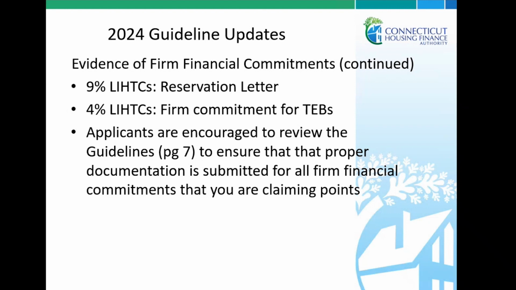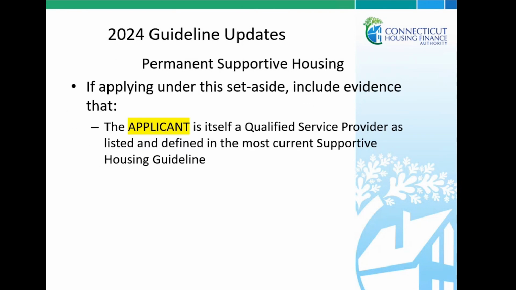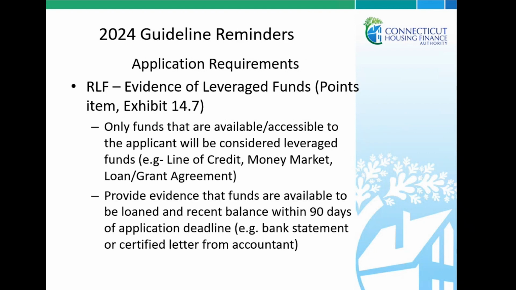So just make sure that you're providing the information that we need to be able to look at that for points. For permanent supportive housing, if you're applying under that set aside, we're looking to see that the applicant itself is the qualified service provider, and they're listed and defined in the most current supportive housing guideline. With regard to revolving loan funds, we didn't make any changes on this end. These are just some reminders from last year.